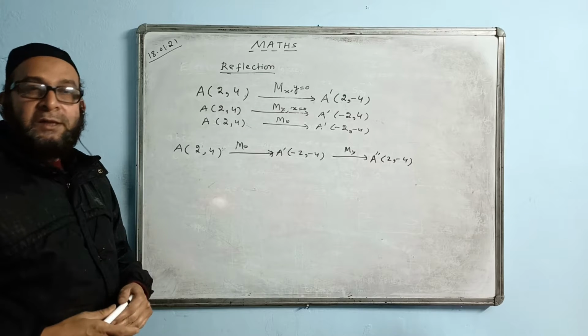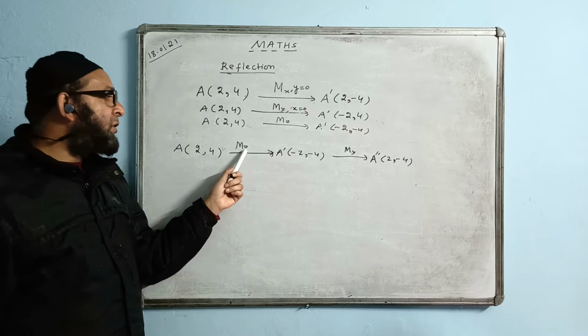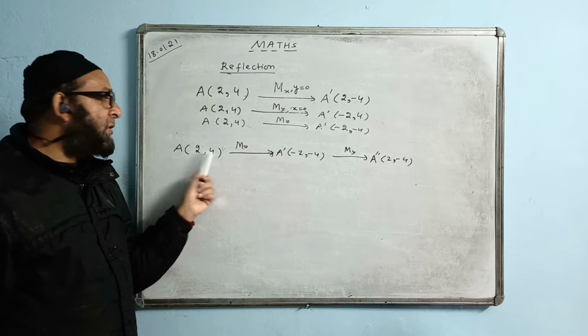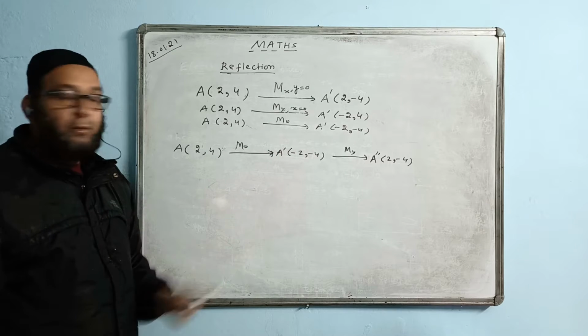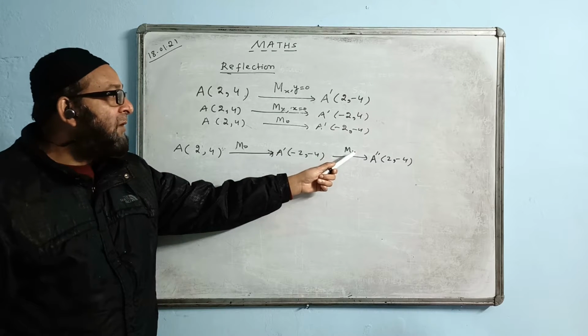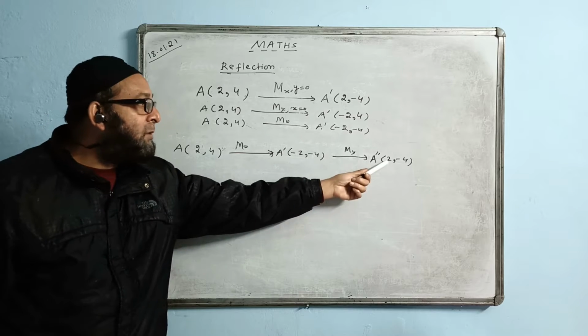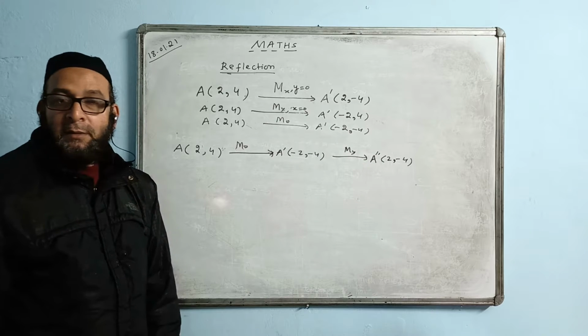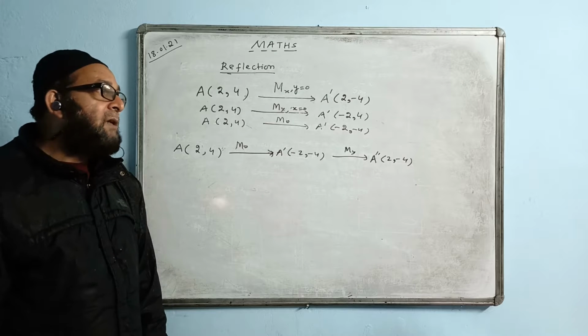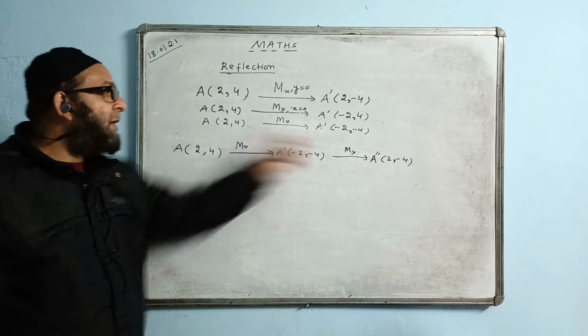Question may come, write down a single transformation. First we reflect in the origin. In the origin, the sign of both will change, that is minus 2 and minus 4. And this answer again we reflect in the y-axis. When we reflect in the y-axis, the sign of x will change. Minus 2 now becomes plus 2, the other thing remains as it is. That's the answer. Now they are asking, write down a single transformation which maps A into A double dash.